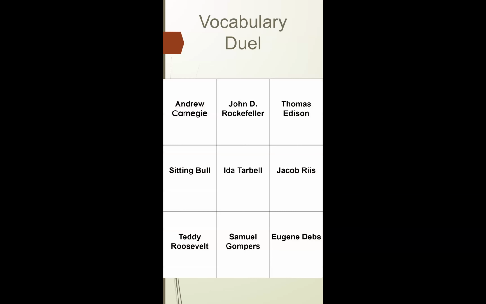So just to give you an example, these are some things from the Progressive Era. So you can see there's some strategic choices about what words to put on there, thinking about what people they might mix up or time periods. So thinking about why you would put that on there.